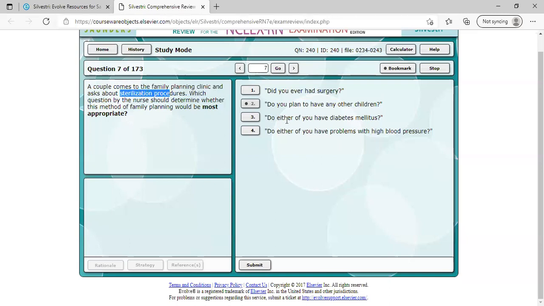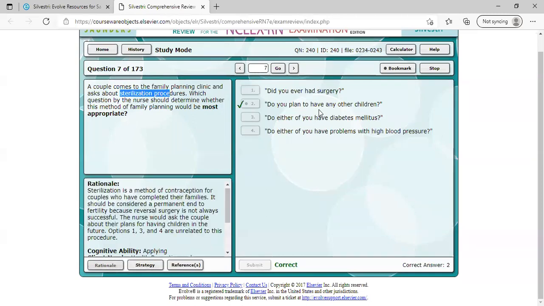Do either of you have diabetes mellitus? It is not important for sterilization. Do either of you have a problem with high blood pressure? Same thing, no relation with sterilization. Only one option, number two. So why? Number two is the answer.